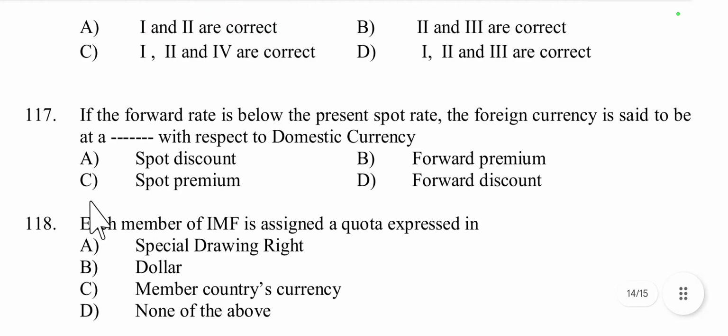Then question number 117. If the forward rate is below the present spot rate, the foreign currency is said to be at a dash with respect to domestic currency. The foreign currency is said to be at a spot discount, forward premium, spot premium, or forward discount. The right answer is forward discount, because if forward rate is less than spot rate, then the foreign currency is trading at a forward discount. So it implies depreciation of the foreign currency in the forward market. So option D is the right answer.